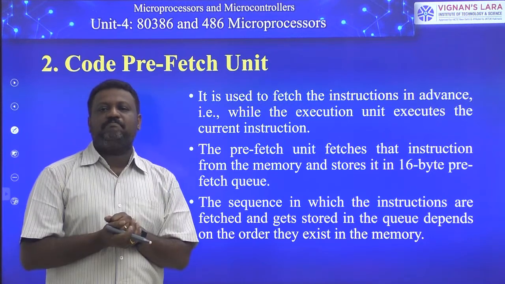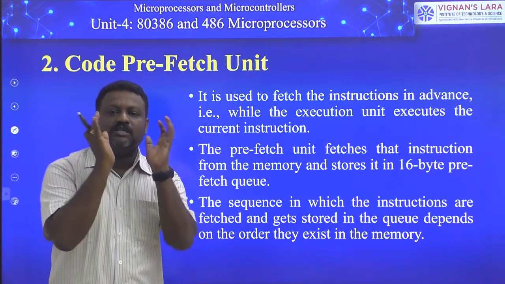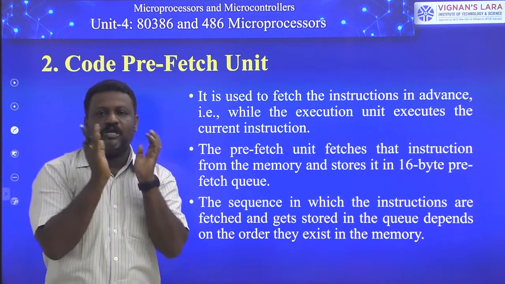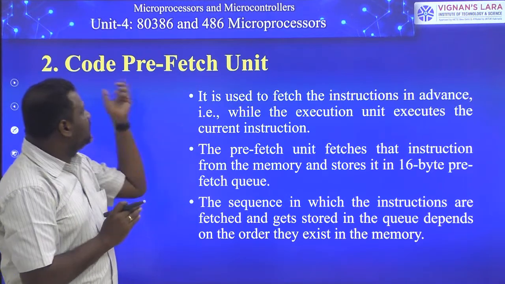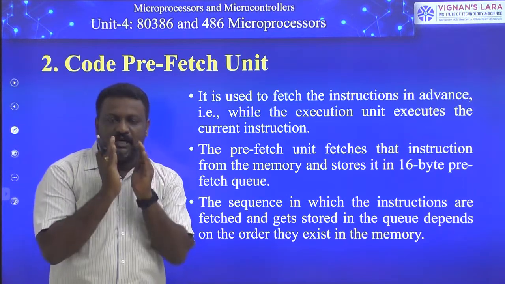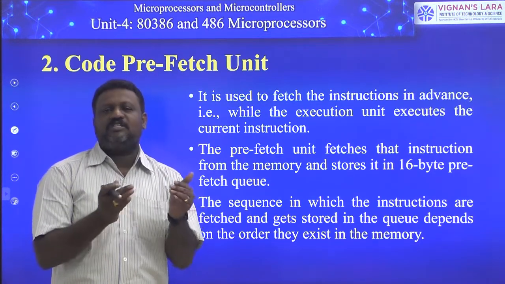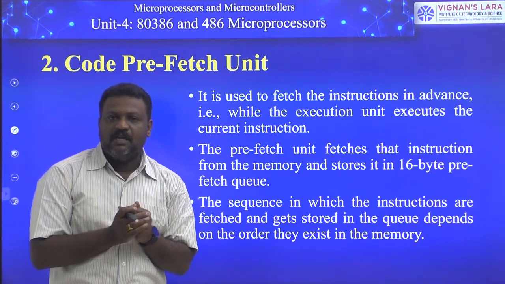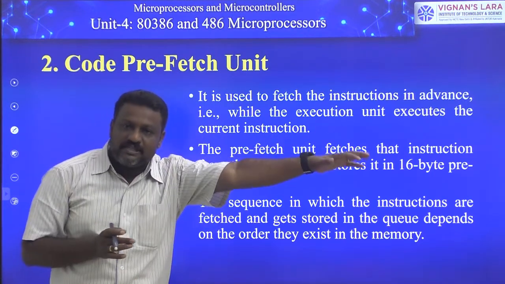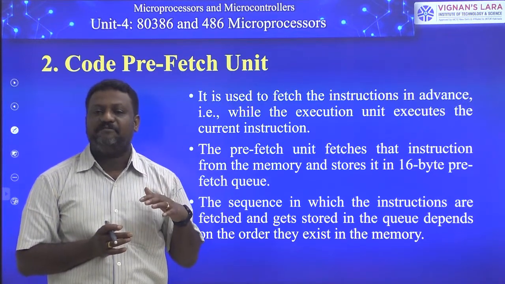What's the use of this prefetch unit? One thing you remember, friends: the instructions I am going to read from memory, those instructions I store in this instruction or code prefetch unit. I already told you that your 80386 possesses a 3-stage pipeline. That means there are 3 instructions in processing: one instruction is at execution, the second one is at decoding, and the third one is at fetching.